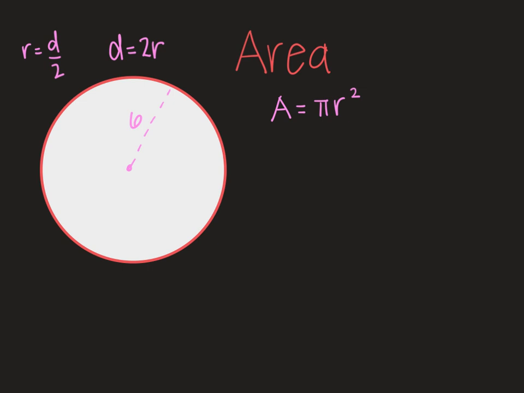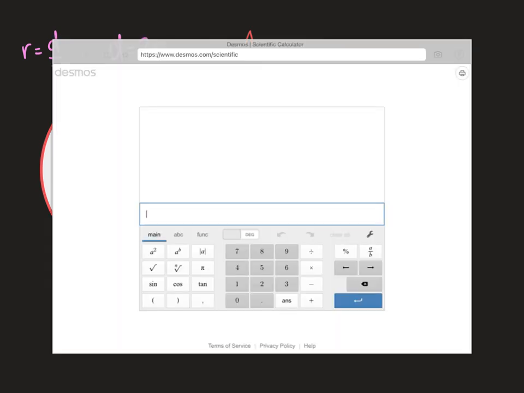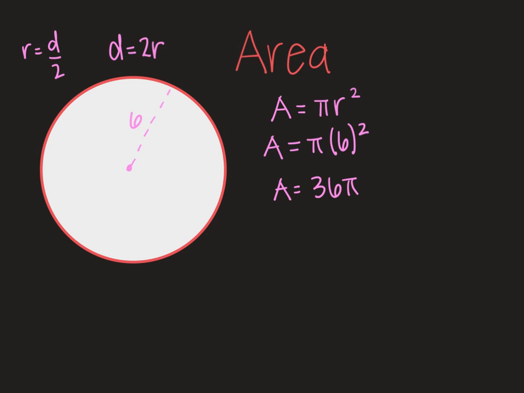Okay, so we plug in pi times 6, which is our radius, squared. 6 squared is 6 times 6, that's 36. So our area is 36 times pi. And again, I'm going to bring up my decimals calculator. I'm going to type in 36 and then the pi symbol. And again, we're still rounding to 2 decimal places. So we have 113.097. So that's our area.